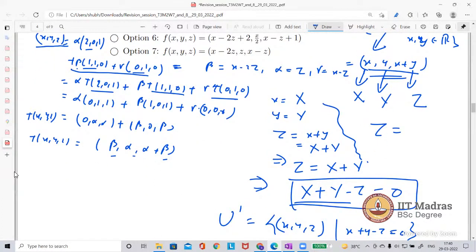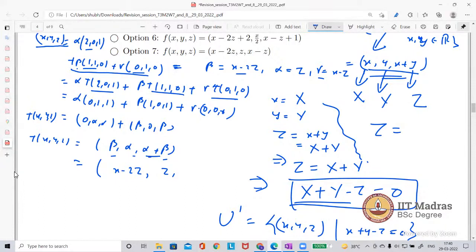So that means your T will be x minus 2z, and alpha is z, and alpha plus beta is x minus z.